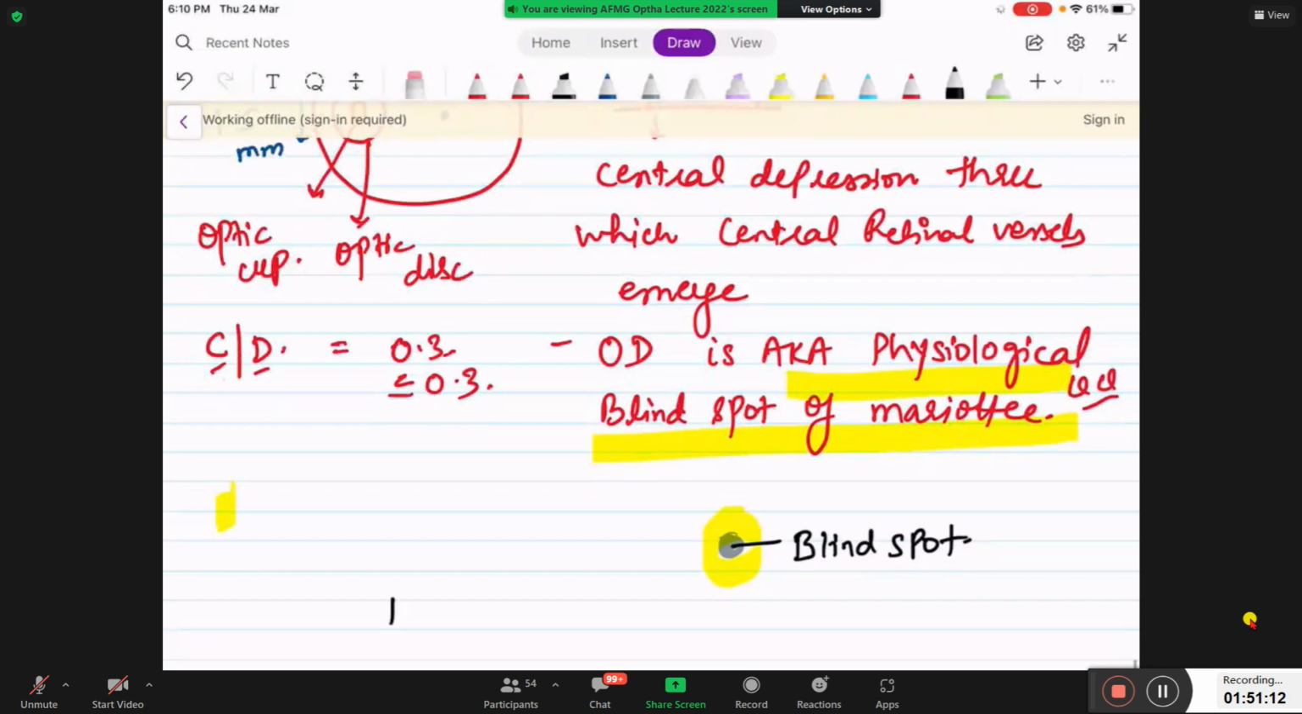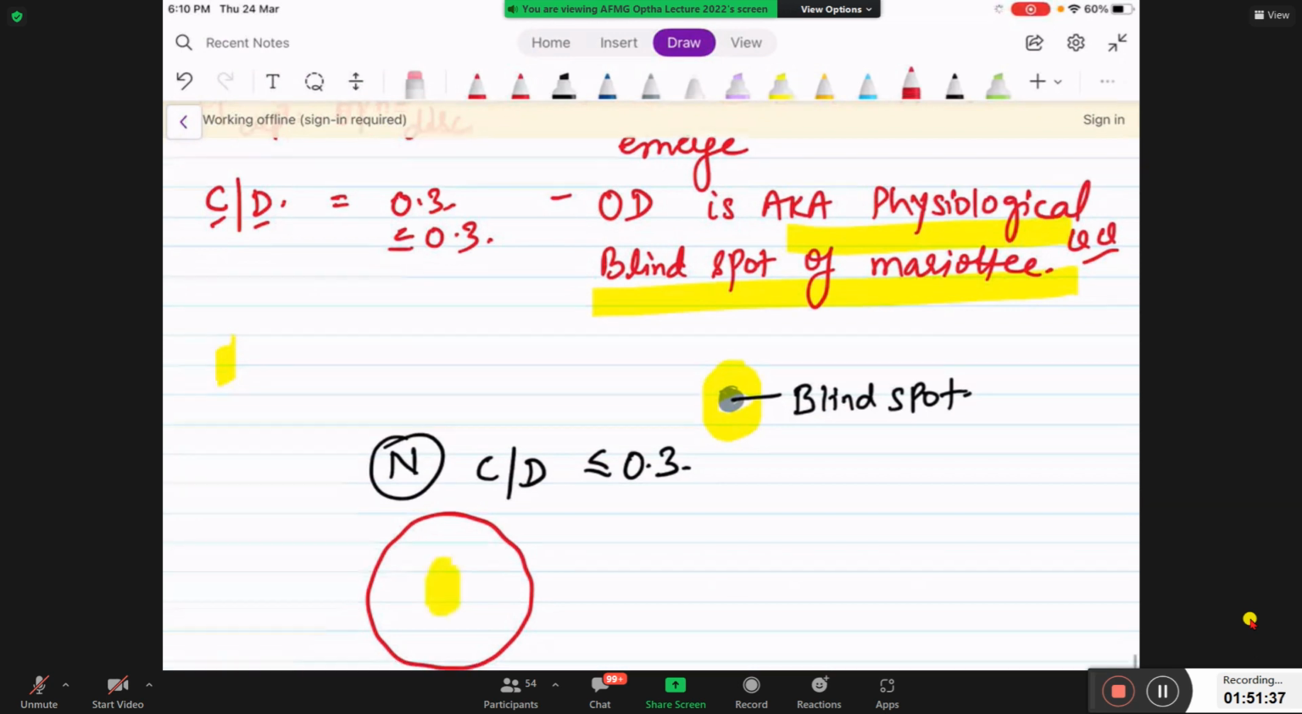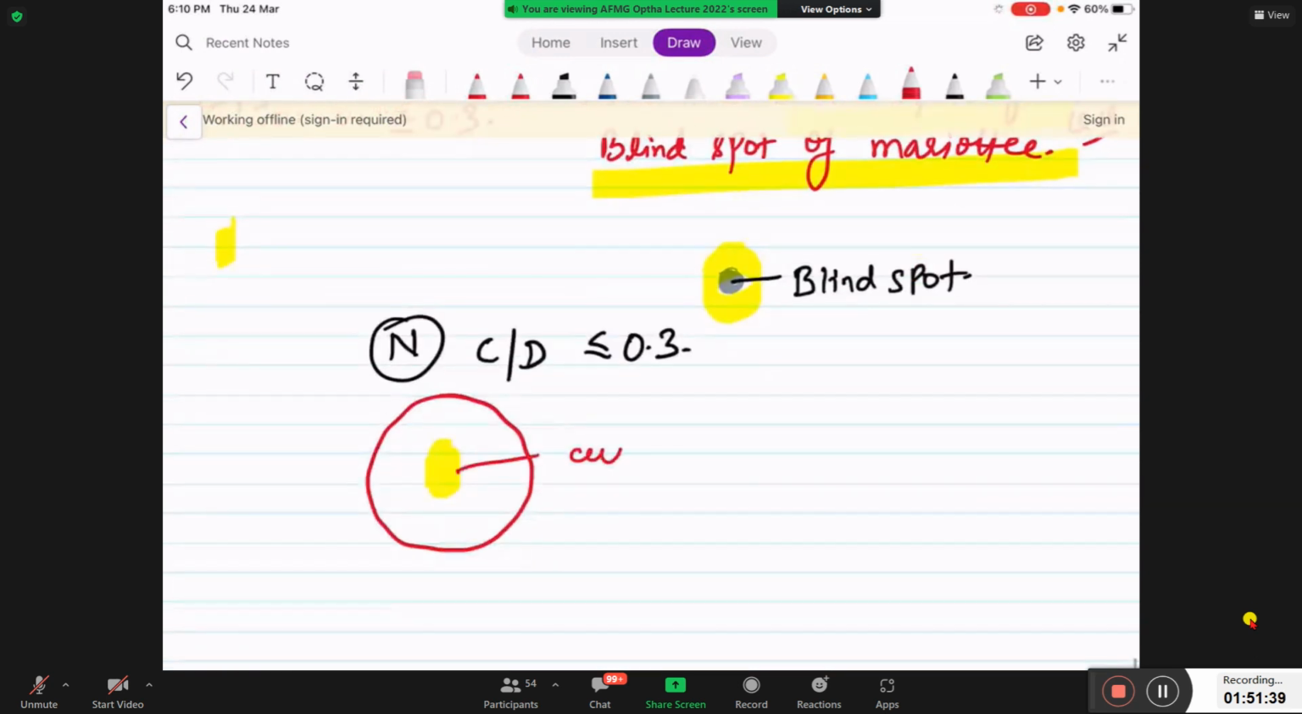Right. So as we have discussed, the normal cup disc ratio, CD ratio, is less than or equal to 0.3. Now again, try to understand the concept. This is our optic disc, and this is our central depression, which we have discussed. It is called the optic cup. So this is our cup, and this is our optic disc. Normal cup disc ratio is less than 0.3.